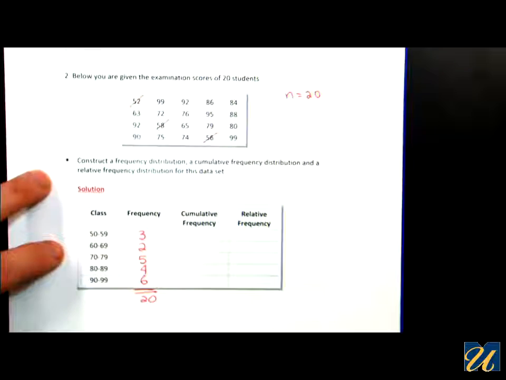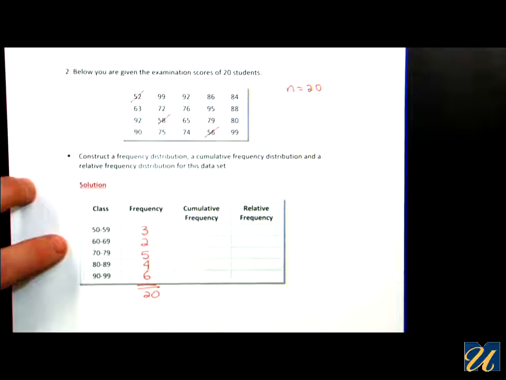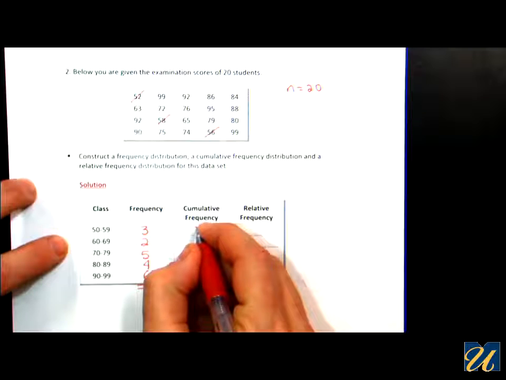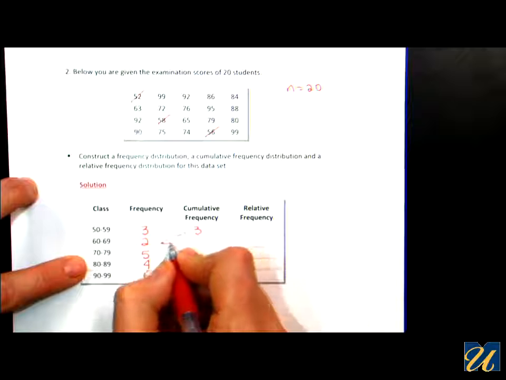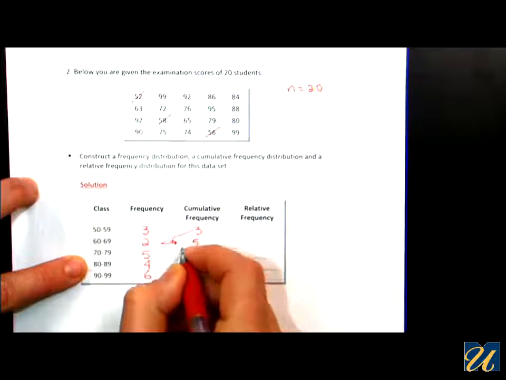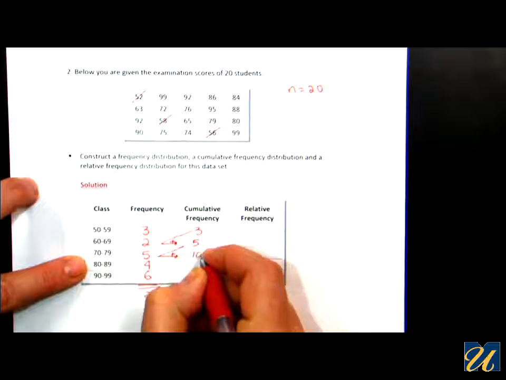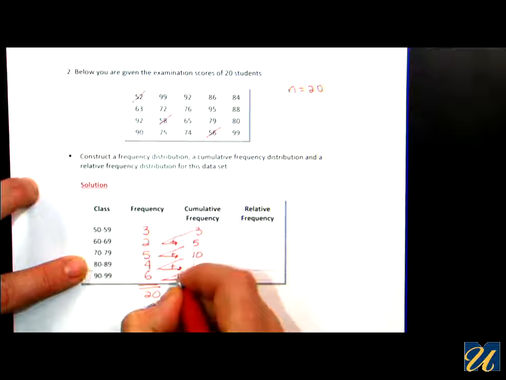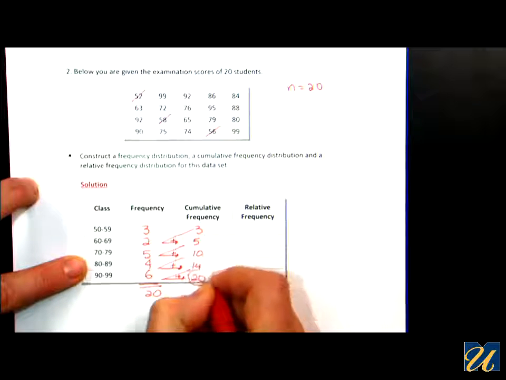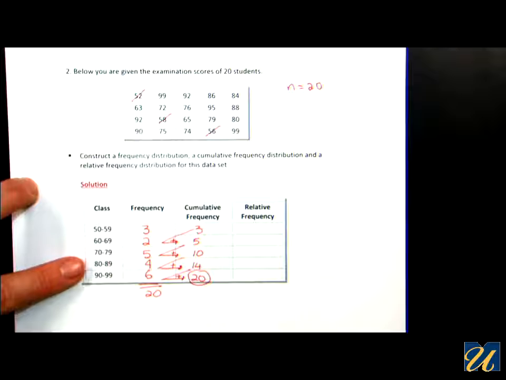Cumulative frequency. To find the cumulative frequency, as we mentioned before, you always start with the frequency of the first class, and you keep adding on the frequencies as you move from class to class. You accumulate the frequencies. So 3 plus 2, 5. 5 plus 5, 10. 10 plus 4, 14. 14 plus 6, 20. The same as your sample size. So the last cumulative frequency is equal to your sample size.